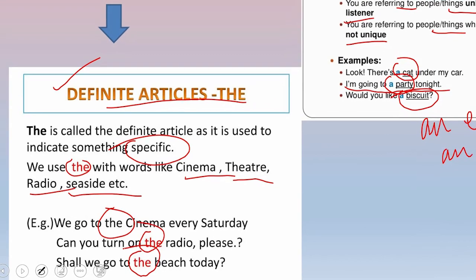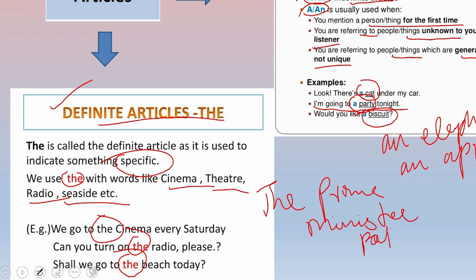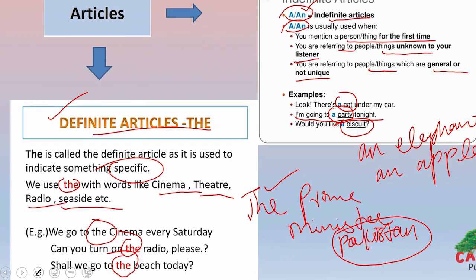Let's look at another example too. The Prime Minister of Pakistan. Here, Pakistan is a proper noun, and we are specifically talking about the Prime Minister of Pakistan. So here we will put the, because it is specific.